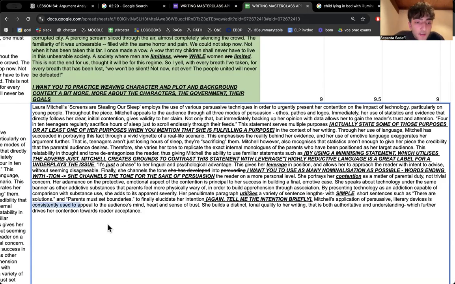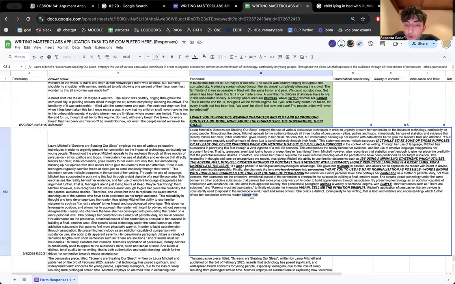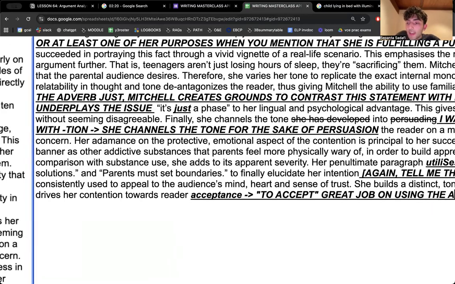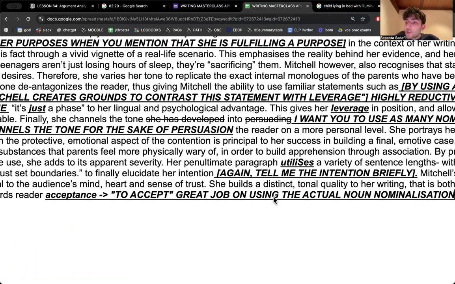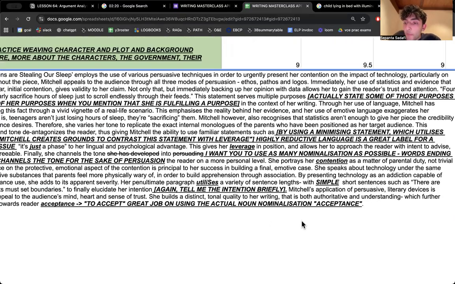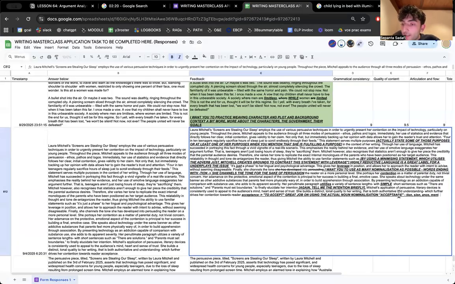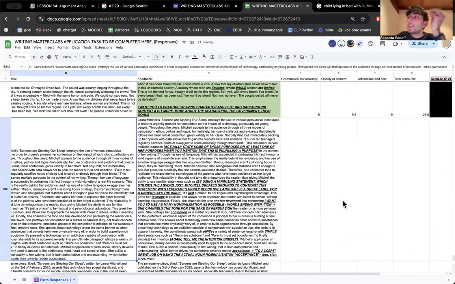Literary devices consistently used to appeal to the audience's mind, heart, and sense of trust. She builds a distinct tonal quality to her writing that is both authoritative and understanding, which further drives her contention towards reader acceptance. And great for using nominalization on acceptance here, because you didn't use the verb to accept. Great job on using the actual noun nominalization acceptance, right? Words that end in shen, shin, or ence, or, meant, right? These types of words are far more formal and they make your writing sound stronger, everyone.